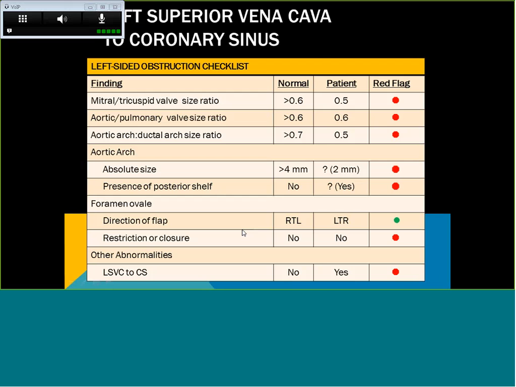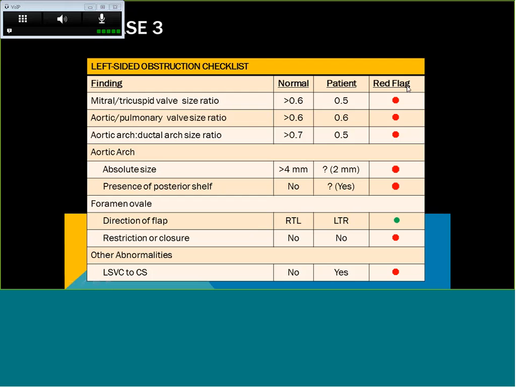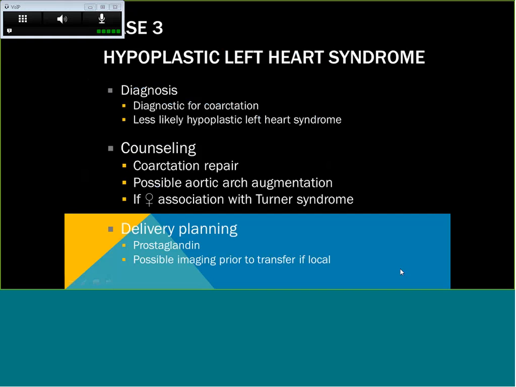So in terms of our checklist, we have a number of red flags. The mitral to tricuspid, aortic to pulmonary, and aortic to ductal arch ratios are all abnormal. The absolute size of the isthmus is abnormal. There's a posterior shelf, and there's a left superior vena cava to coronary sinus. So this diagnosis is most consistent with coarctation of the aorta.